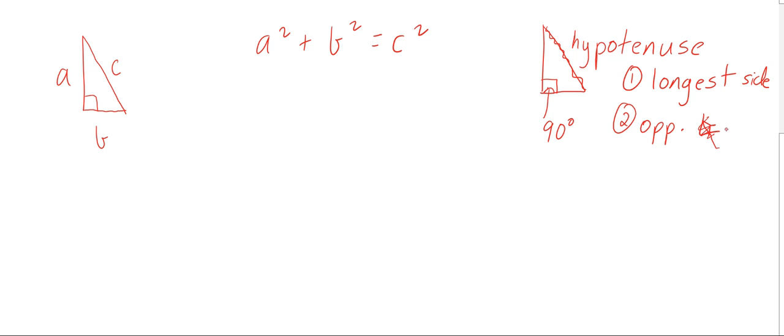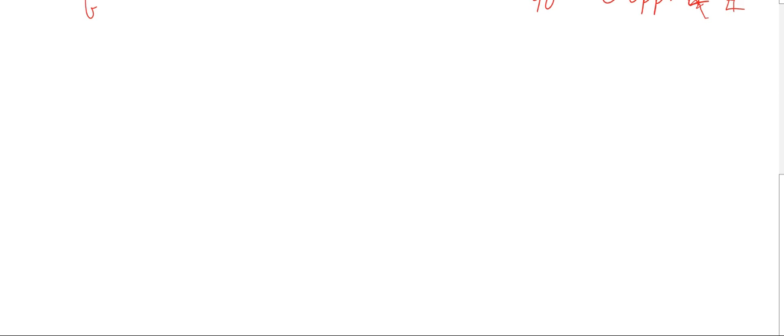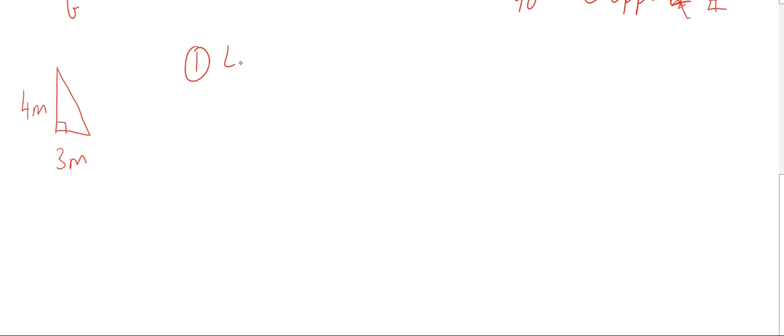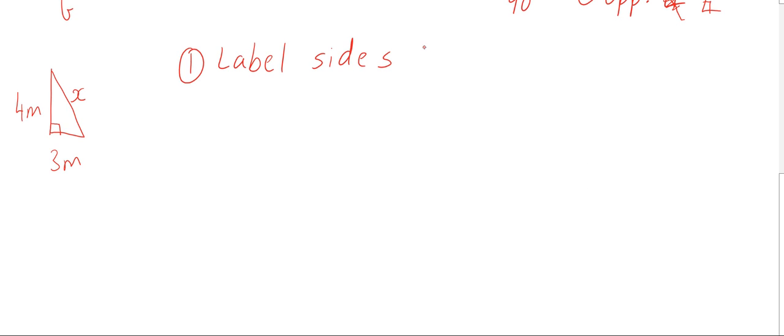So using that, we're looking at substituting what we know to find the hypotenuse, or we can also work backwards, which we'll look at in a little bit. So let's look at a question together. So if we have a right angled triangle, let's say this is given as 3 meters, this is 4 meters. Our first step is always to label the sides. So looking at that, we do not know the hypotenuse, so we're looking to label our sides using the letters A, B, and C.